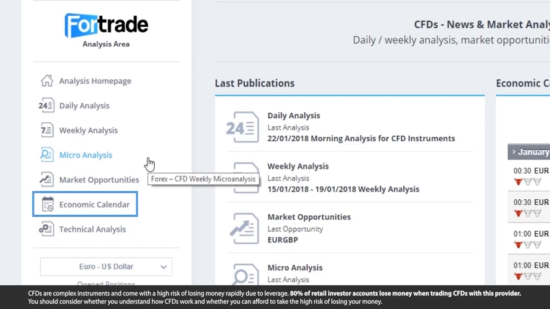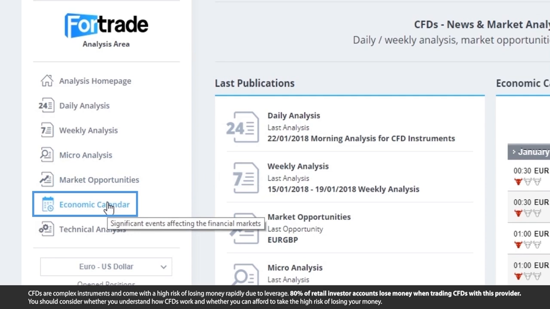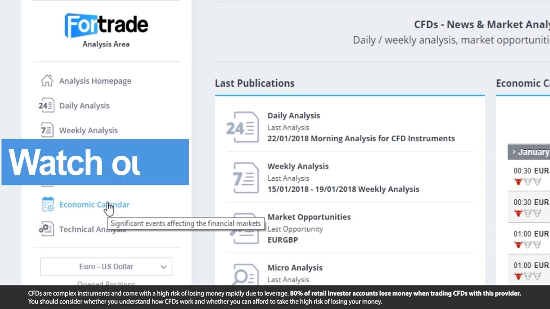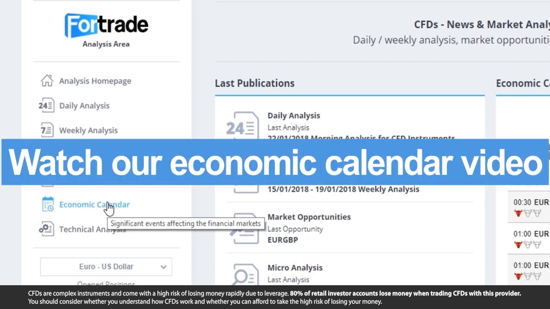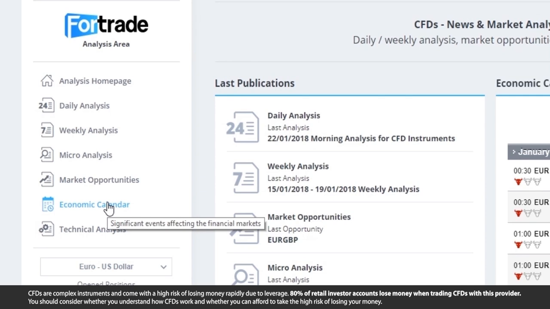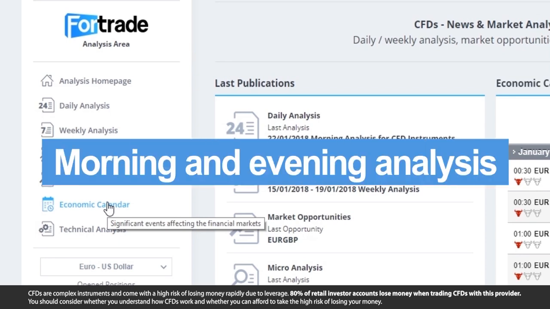The economic calendar is a very useful tool, which provides a timeline of important economic events scheduled to take place or figures to be announced. The calendar lists these events alongside expected estimates. Please watch our economic calendar video for more information. You can also watch our weekly overview in video form if you want to quickly catch up on important current events. Today we will examine morning and evening analysis.